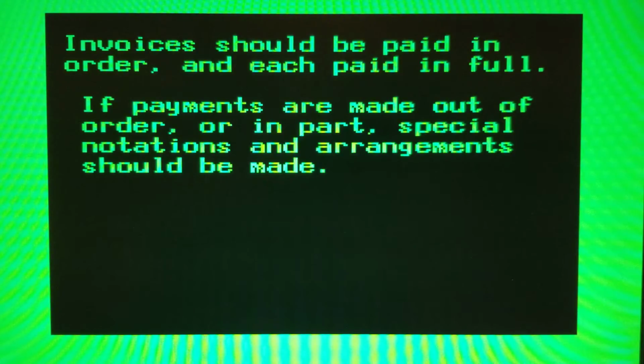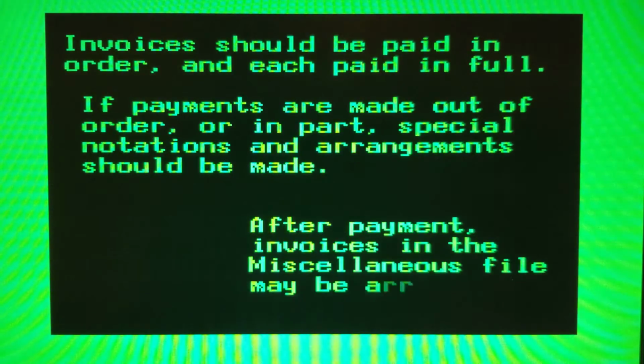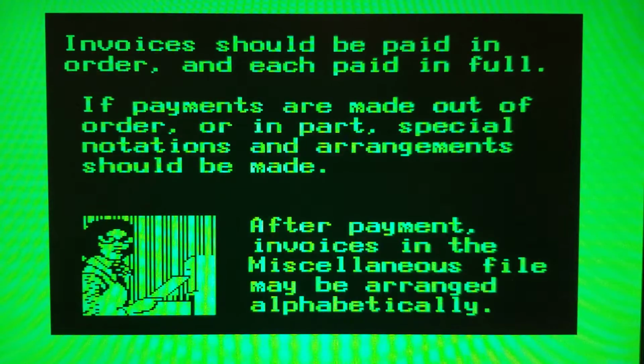Invoices from a supplier should be paid in order and each paid in full. If payments are made out of order or in part, special notation and arrangements should be made. These are potential causes of error, so be careful. After payment, invoices in the miscellaneous file may be arranged alphabetically.